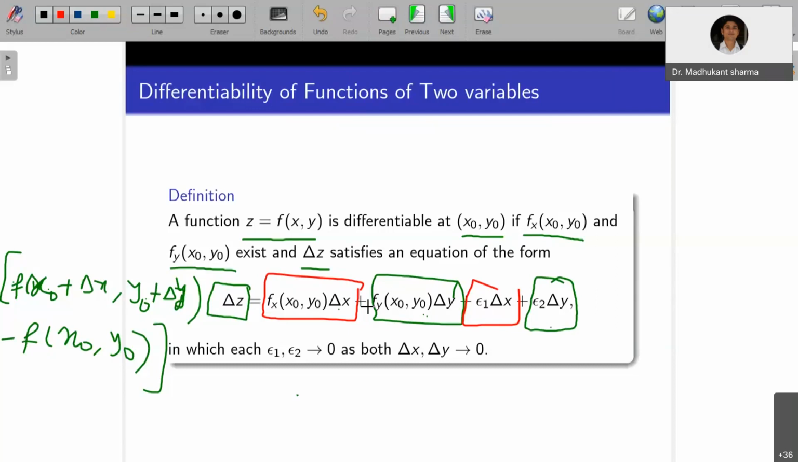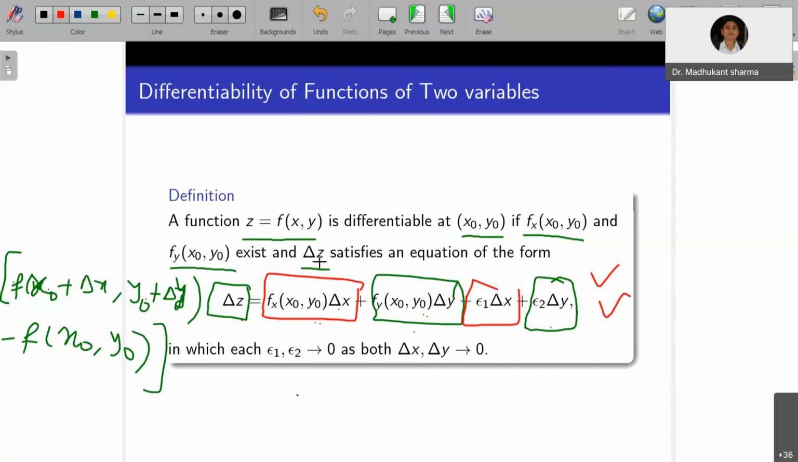Now, it is not easy to check every time whether this delta z expression satisfies this or not. So we have a very important result which says that this actually happens, but it is going to be a sufficient condition because it adds one more condition on the partial derivatives. Then you can say that it is a differentiable function. So this is a definition of differentiability.